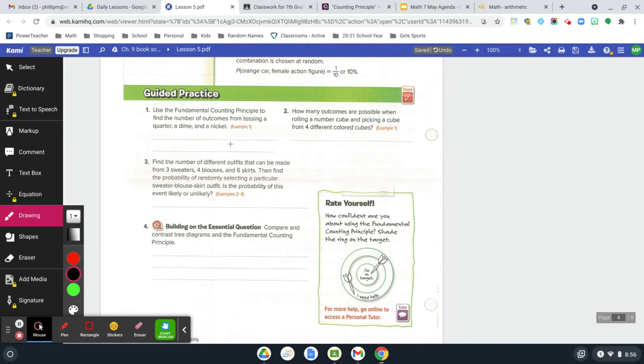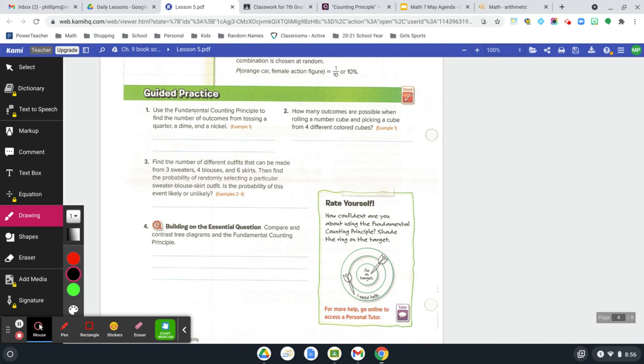So let's take a look at a couple of these together, and then I'm going to have you try some today, and then we'll end our hour here in just a minute. So number 1 on guided practice says, use the fundamental counting principle to find the number of outcomes from tossing a quarter, a dime, and a nickel.